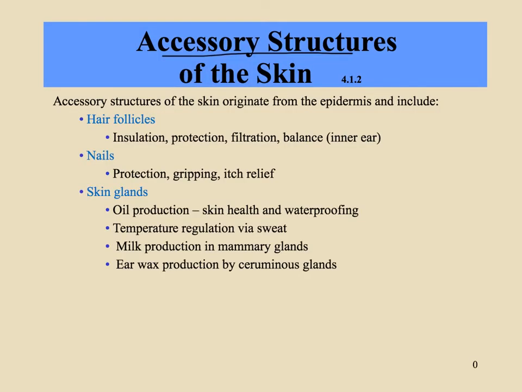So now we're moving on to some accessory structures of the skin. And the accessory structures, even though they may be found lower into the dermis, they actually originate from the epidermis. And they include the hair follicles, the nails, and the skin glands.